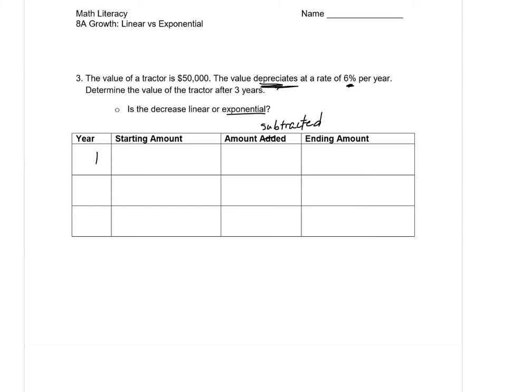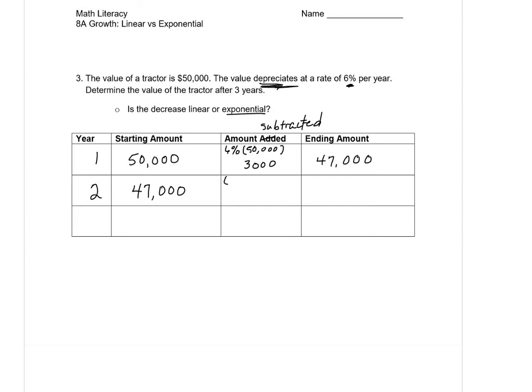So starting with year 1, we have a tractor that's worth $50,000 and it depreciates at a rate of 6%. So I take 6% of that 50,000 and I have 3,000. So I take that amount, 3,000, and subtract it from 50,000. So now my tractor is only worth $47,000. And then that's my starting amount for year 2.